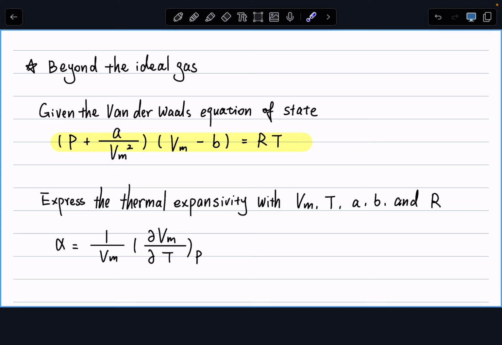Obviously, the next step is alpha, where you divide this entire partial differential equation by a Vm term, and you get alpha equals 1 over Vm times the dVm over dT at constant P. R Vm squared (Vm minus b), over RT Vm cubed minus 2A times (Vm minus b) squared.